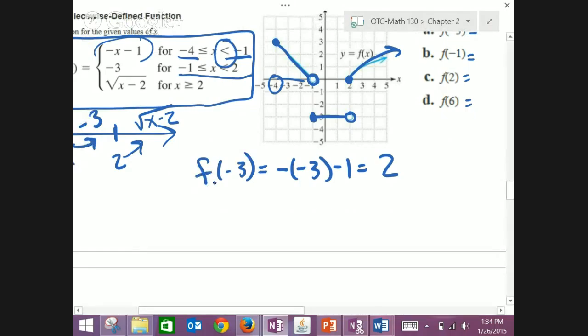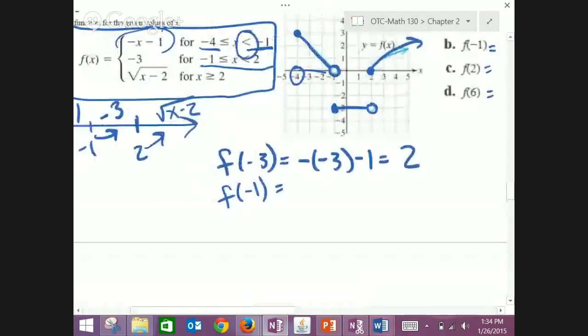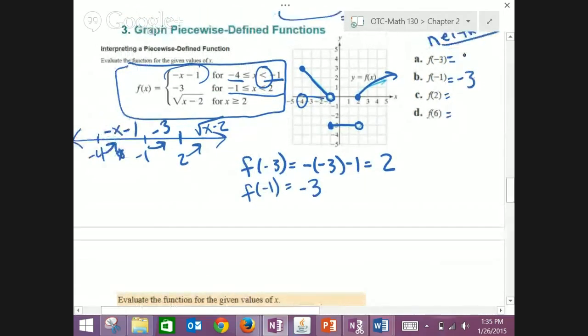Evaluating it, if I want to evaluate it at -1, f of -1, what interval am I looking at? I'm looking at the interval including -1, so everything that outputs there is -3. You guys see that from the algebraic expression of the piecewise defined function? The -1 tells me I'm in this interval. What is a function evaluated this interval? It's always -3. From -1 to 2, it's always going to output -3.